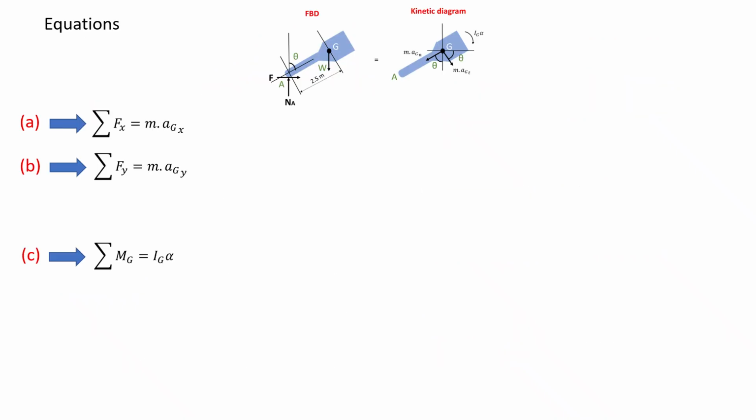So we start with the basic equations. The sum of the forces in the x-axis equals the mass multiplied by the acceleration in the x direction in the kinetic diagram. The sum of the forces in the y direction in the free body diagram equals the mass multiplied by the acceleration in the y direction on the kinetic diagram. And finally, the sum of the moments around point G in the free body diagram equals Ig multiplied by alpha in the kinetic diagram.